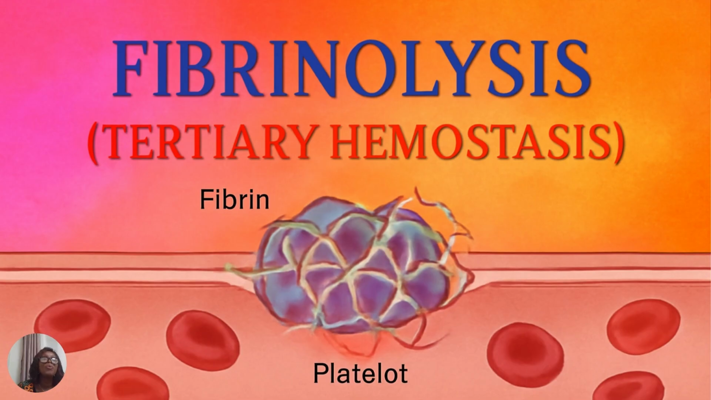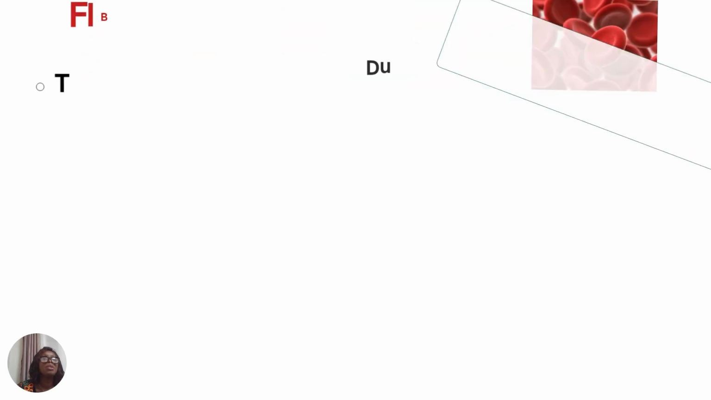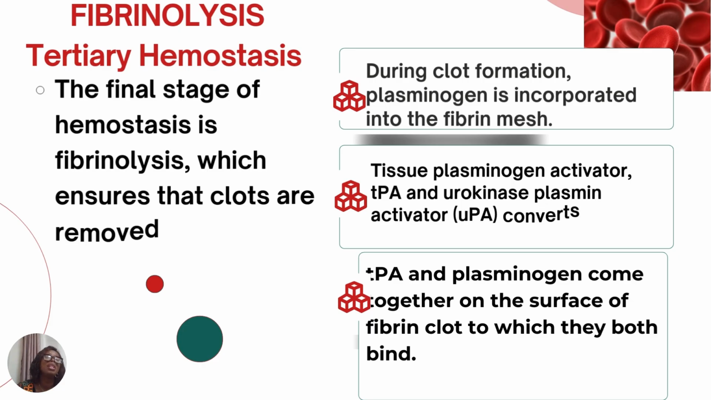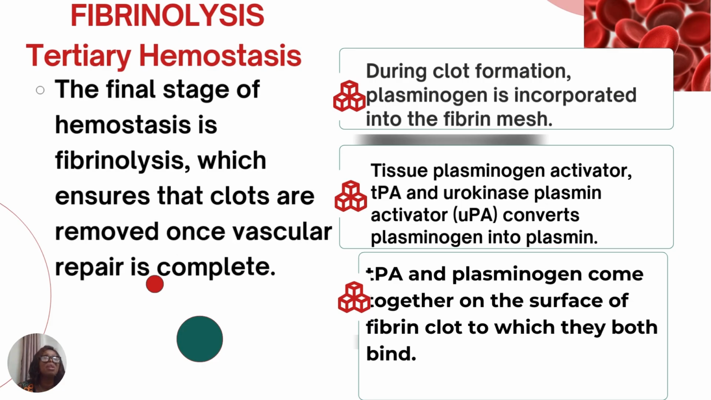And that brings us to tertiary hemostasis, fibrinolysis. Fibrinolysis, which can also be called tertiary hemostasis, is the final stage of hemostasis, which ensures that clots are removed once vascular repair is complete. Now, during clot formation, plasminogen is incorporated into the fibrin mesh. Now, there are two things that help to activate this. One is tissue plasminogen activator, and another one is urokinase plasminogen activator.